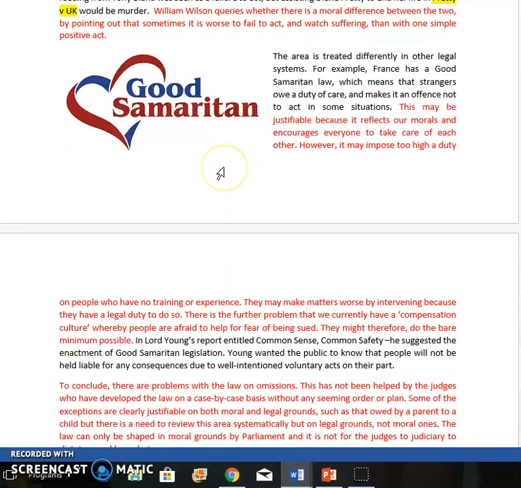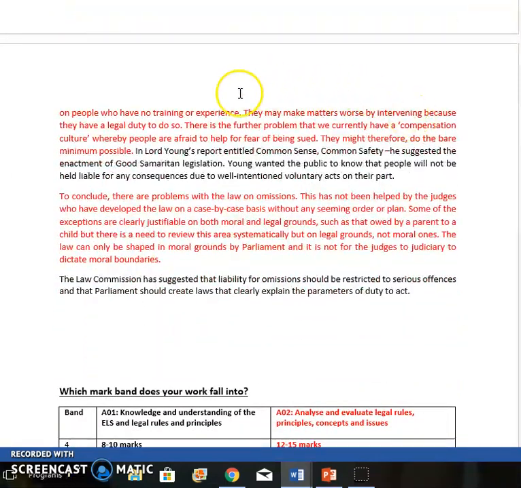I've then gone on to look at other countries. So France has Good Samaritan law, and I've explained what that is. And I've talked about the problems with having Good Samaritan law where you're expecting people to act. And this might be a particular problem in this country because we have a compensation culture. So if you're expecting people to act and then they make it worse, they could then be sued, and that is a problem. Lord Young would like to introduce Good Samaritan legislation, but he said we would have to change this compensation culture in order to do that.